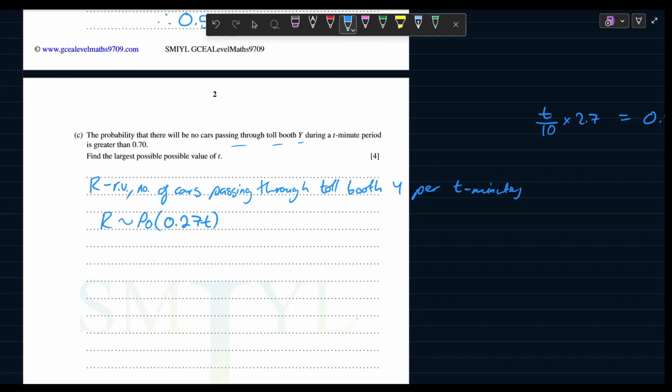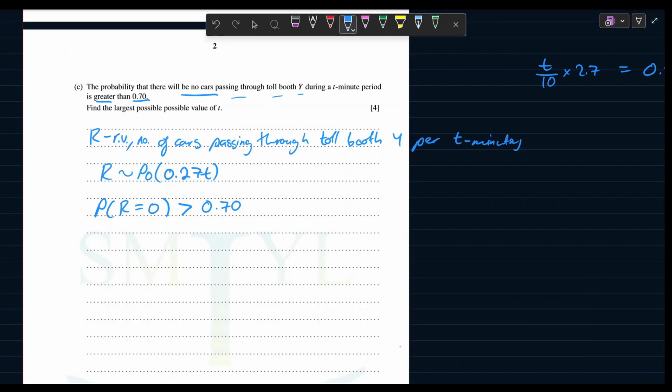And we are told that the probability that there are no cars, so if there are no cars, it means R is 0, right? The number of cars passing during a t-minute period is greater than 0.70. And the probability that R is 0, that's e to the negative lambda. Our lambda is 0.27t, and this must be greater than 0.70.